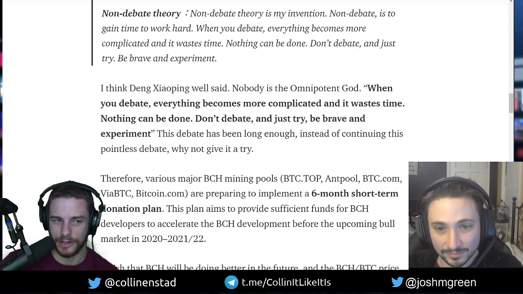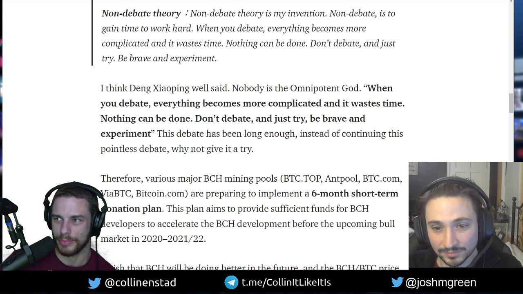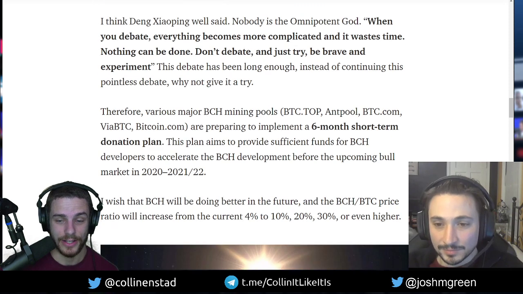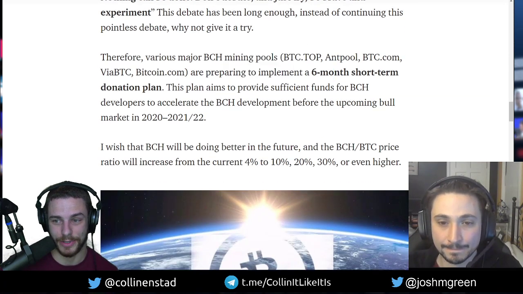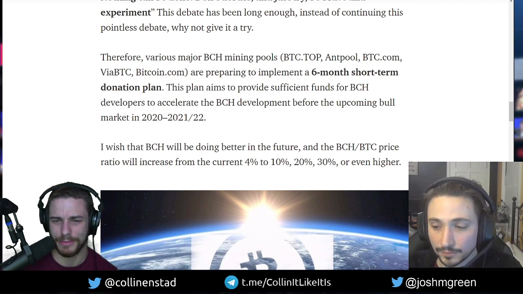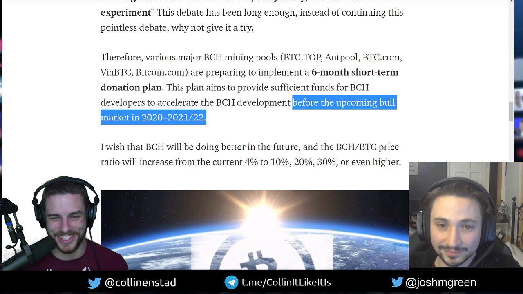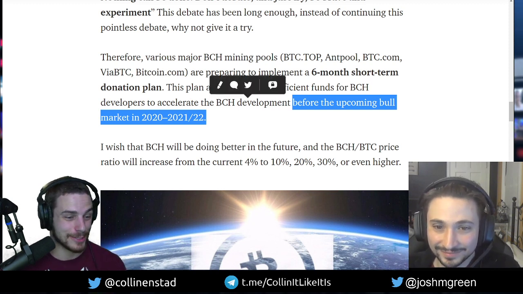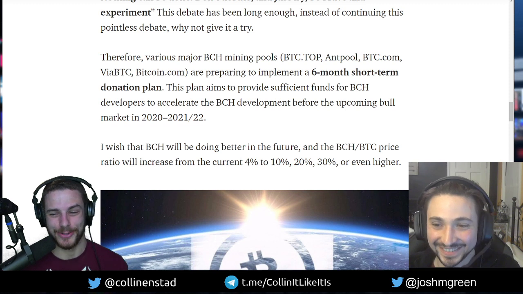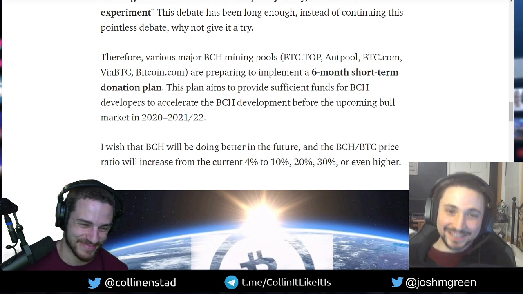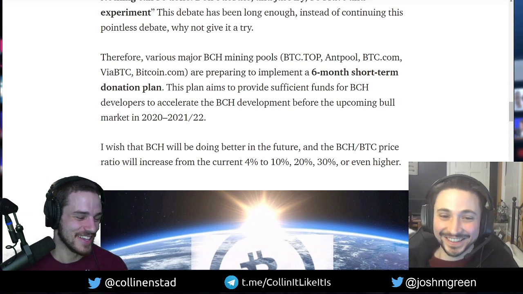Anyone know how they arrived at the figure of 6 million? It's 12.5% of the block reward, which comes out in BCH terms to 6 million in 6 months. Right now it's preparing to implement a 6-month short-term donation plan. And something I thought was funny: this plan aims to provide sufficient funds for BCH developers to accelerate the BCH development fund before the upcoming bull run market in 2020 to 2021. So they're expecting a bull market, I guess, which is kind of funny. I'm hereby declaring bull market. Like, cool, could you have done that earlier?